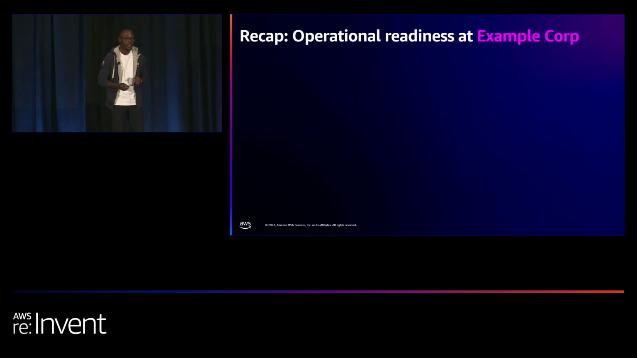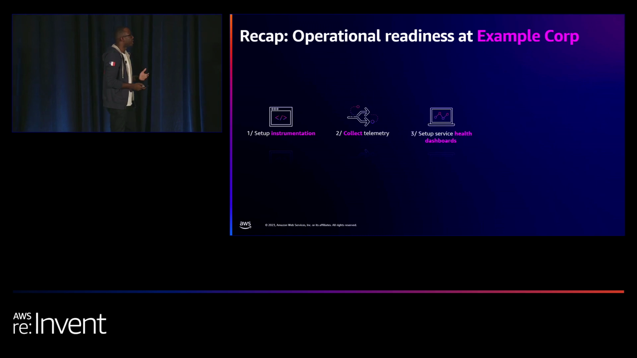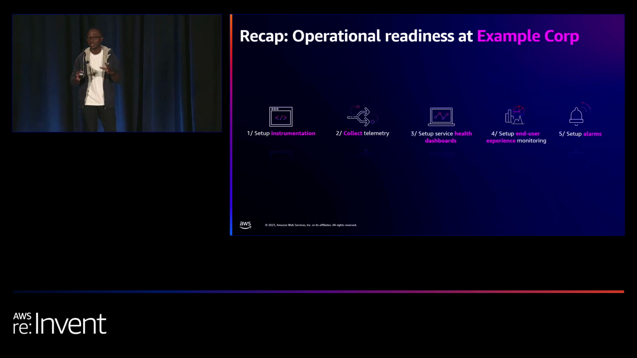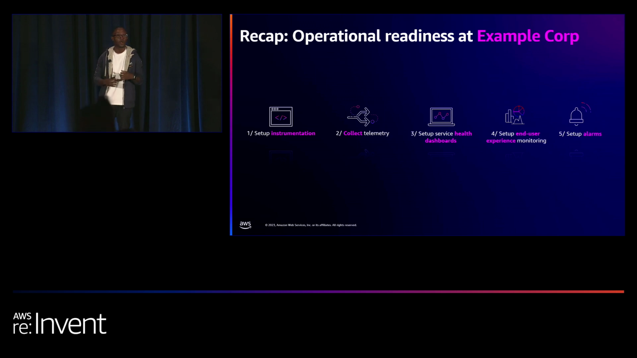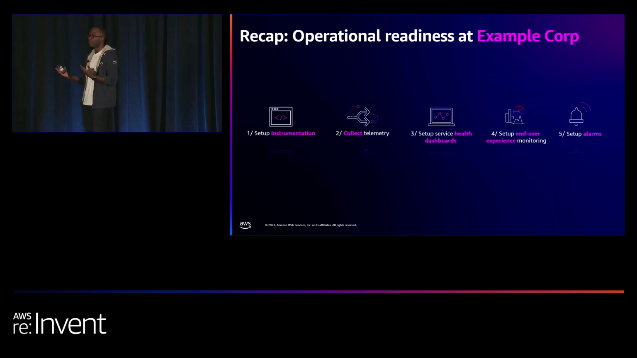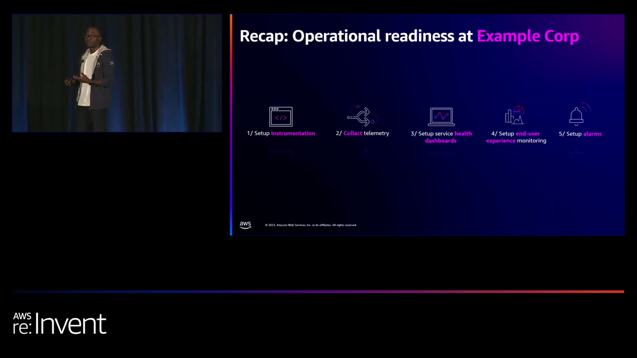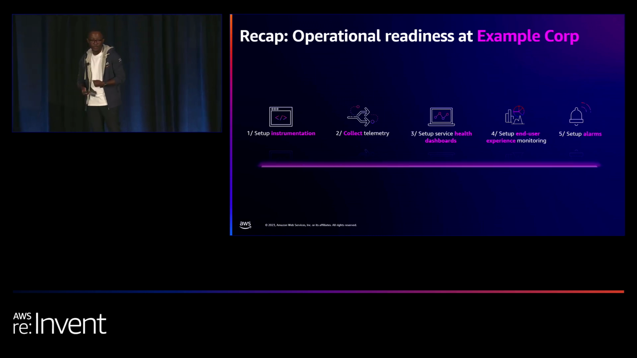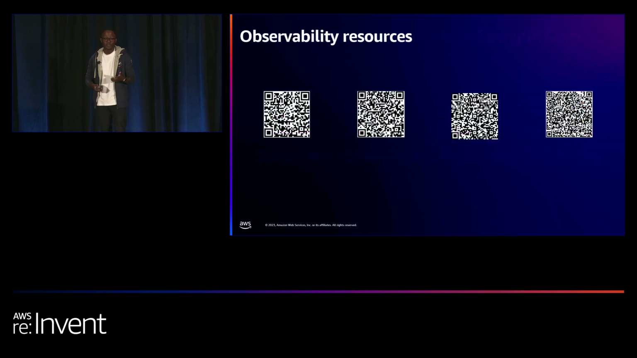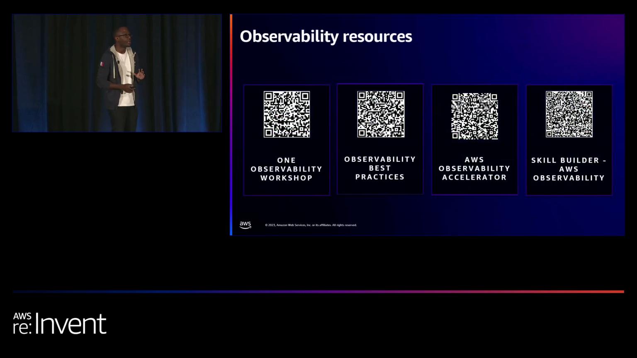All right, so let's recap a little bit the Example Corp journey. As we said, we see consistently those 5 pillars. Obviously, all applications are not similar, and sometimes you will invest a little bit more into some pillars and others. But the really important piece is instrumentation and collection of telemetry. As you see, we are making it more and more simple, and we give you more insights out of the box. So leverage that.